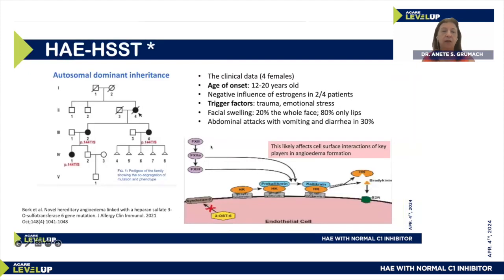And finally, the last mutation that we have included as HAE and normal C1 until now is the heparan sulfate. And we have also affecting some points in permeability. And I collected the clinical data of 4 females. They had the onset between 12 and 20 years old, so not so early. No negative influence of estrogen, but look, we are reporting one family, trigger factors, trauma and stress, and 20% had facial swelling, and 80% affecting only lips. So something similar to plasminogen mutation. They had also abdominal attacks with vomiting and diarrhea.